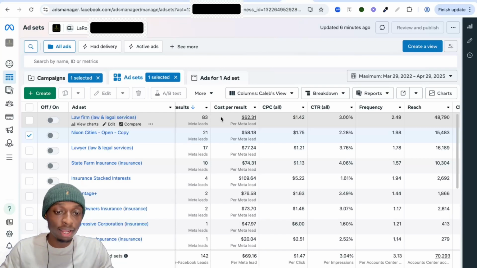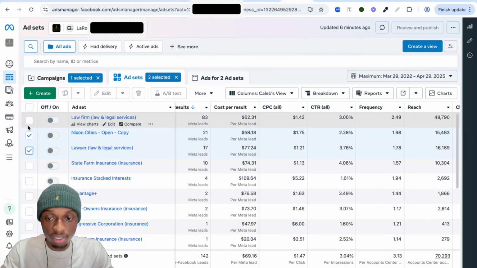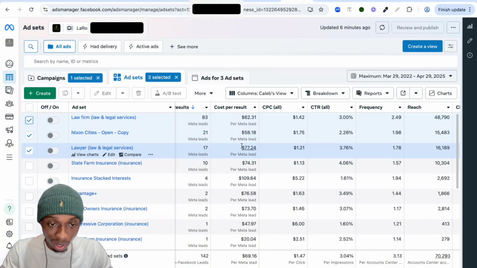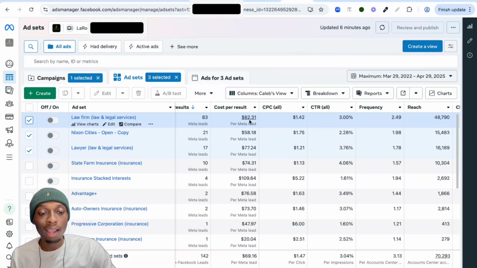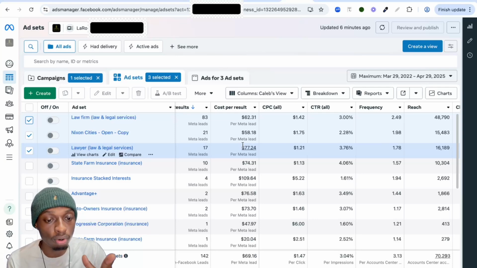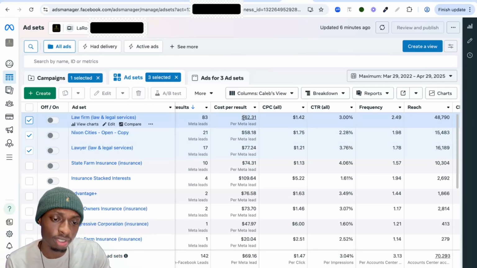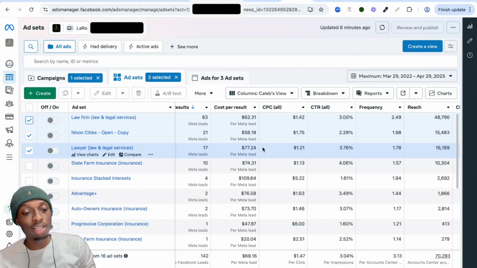Okay. If I am sitting right here and I have to make a decision between these three on which ones to cut off, cost per lead wise, 77, 58, 62. Like I said, the lower the better, right? I would cut off the 77 just because it's costing me about $10 more to get a lead versus this one. Okay. So that's basically that, right?